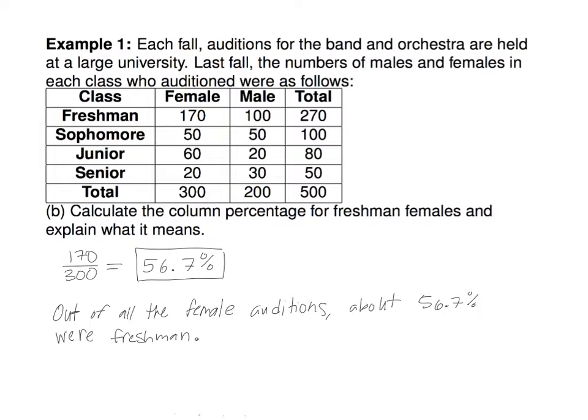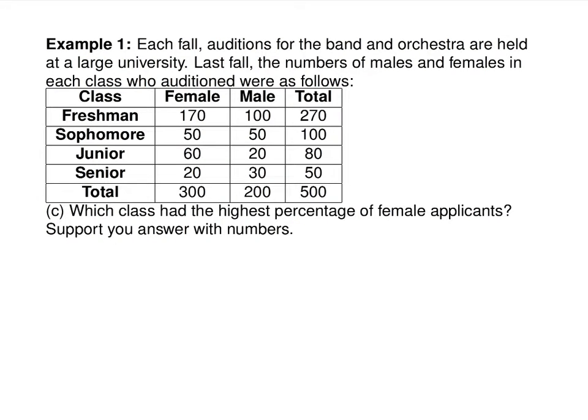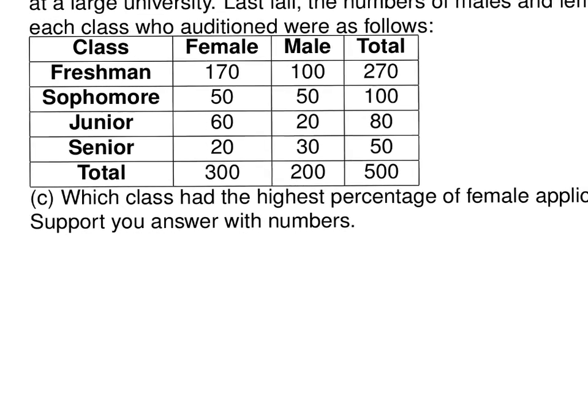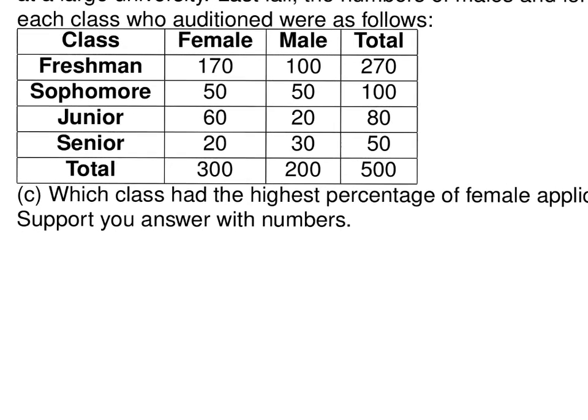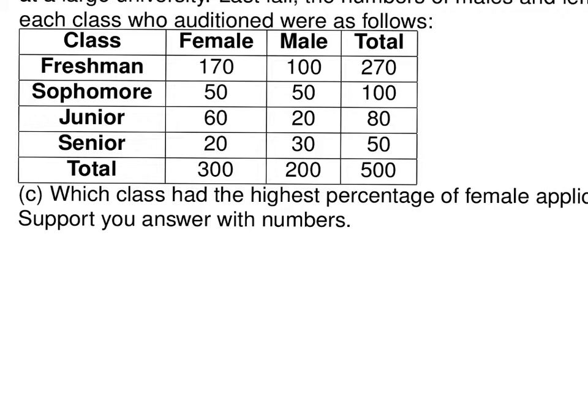Ready for part C? Okay. It asks which class had the highest percentage of female applicants. Support your answer with numbers. So to actually compare them, you're going to have to figure out the percentage of female applicants for every single class. Does that make sense? I think we did the first one already. So for the first one, what was the percentage? About 63%? Yeah, about 63%.